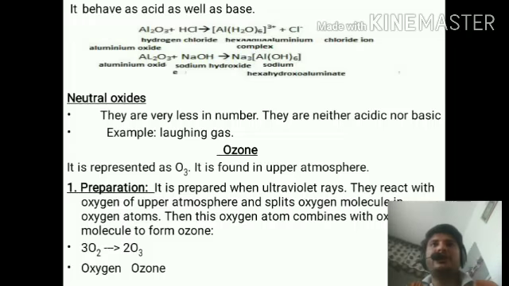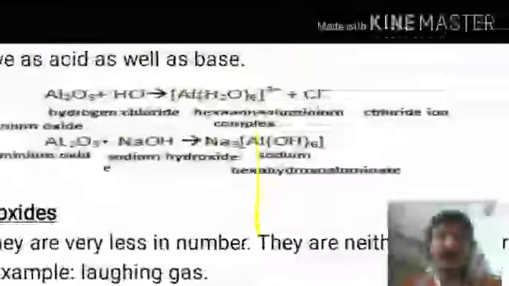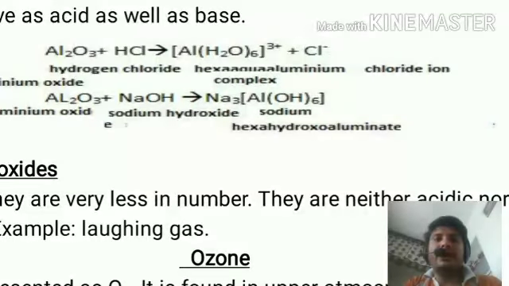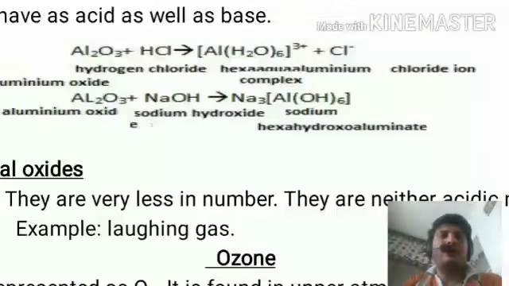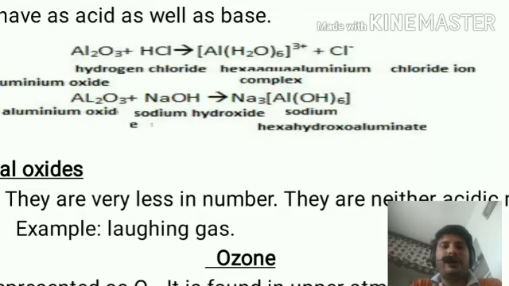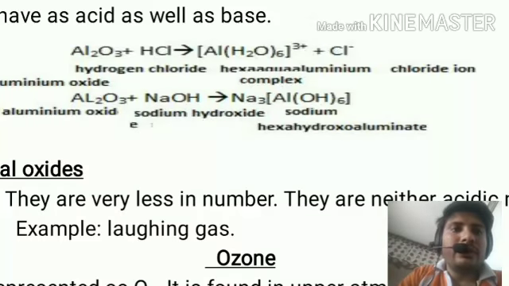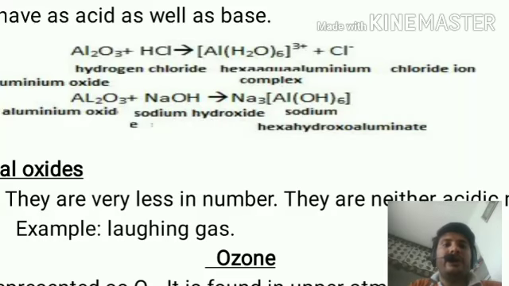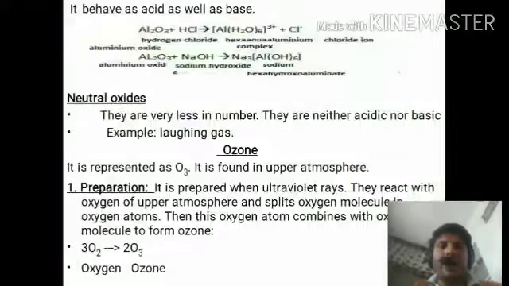Look at that, it is the amphoteric oxide. When aluminum oxide dissolves in HCl, it gives hexaaqua aluminum. When aluminum oxide dissolves in a base, it gives sodium hexahydroxy aluminate. Sodium hexahydroxy aluminate. Okay, now neutral oxides are very few in number and they are neither acidic nor basic.